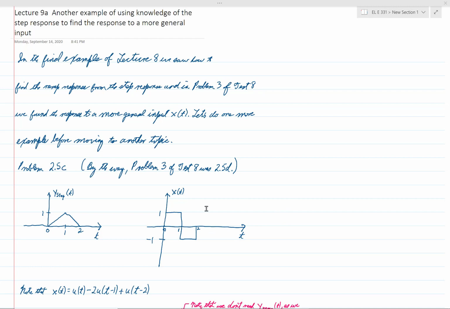Once again, as in these previous two cases, what we start with is the step response of a system. And you will note that this step response is the same as we had in problem 3 of test 8. So here's our step response. But this time, what we seek is the response to this input. And if you look, you'll see that this input is different from the one that we had in problem 3 of test 8. So let's see how this will go.